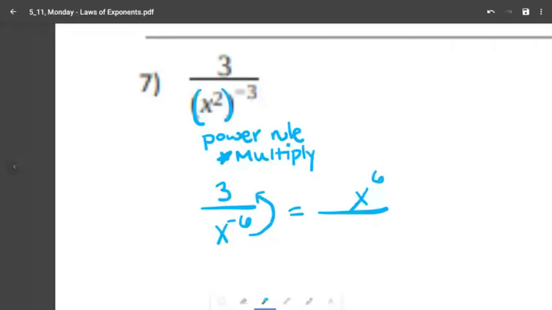The 3 was on top. It is going to stay on top because the 3 did not have a negative exponent. So the 3 stays where it is. The x had a 1 in front of it, so the 1 is going to stay. If it's just a 1 down there, we don't have to show it. If you want to, you still can, but you don't have to. So this answer could either be 3x to the 6th over 1 or just 3x to the 6th.